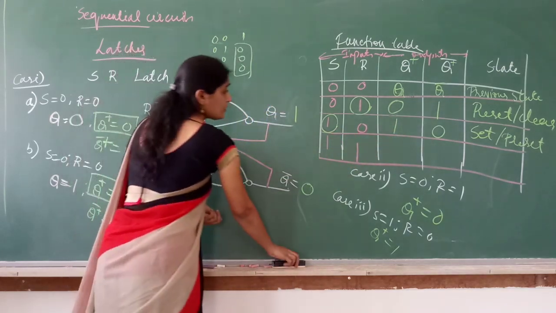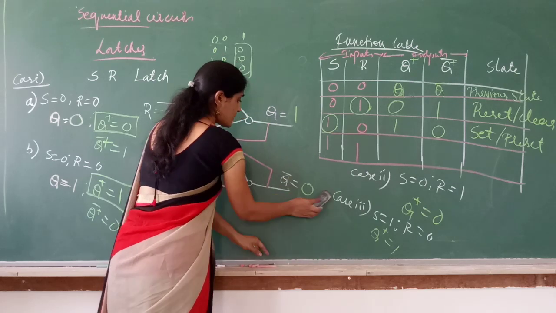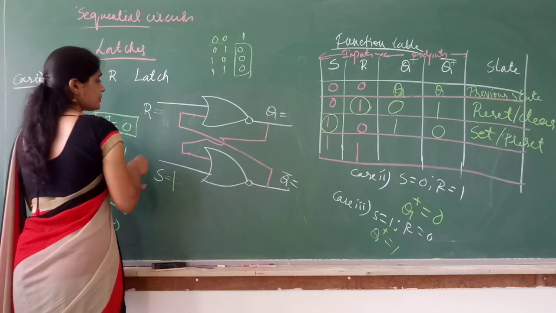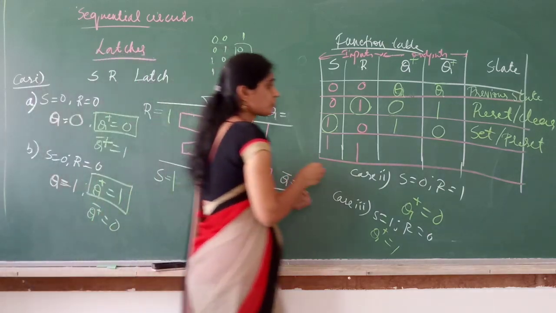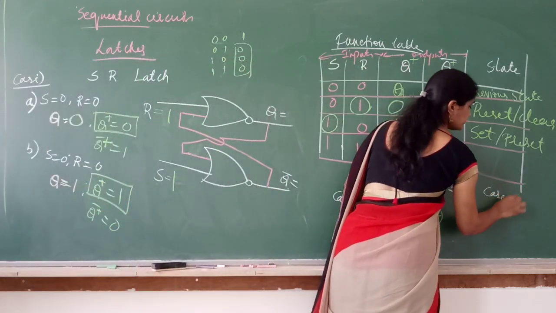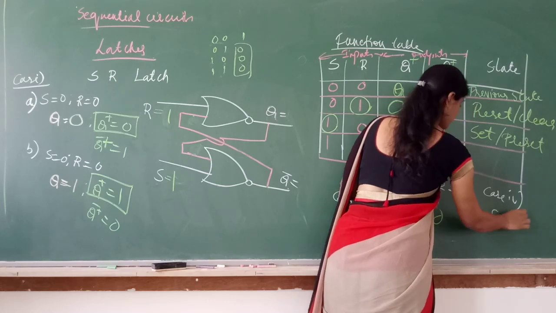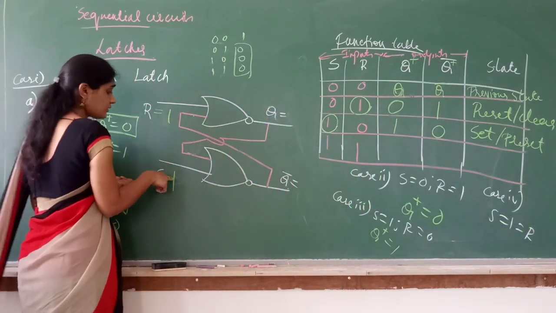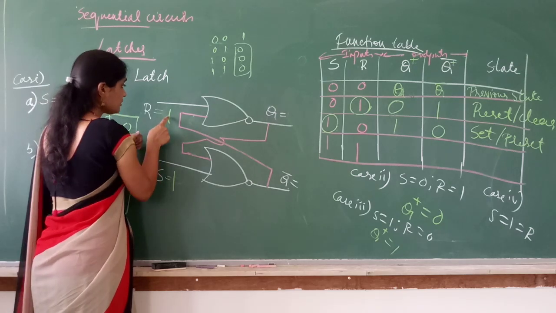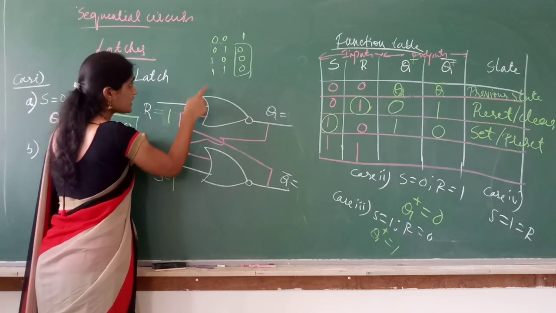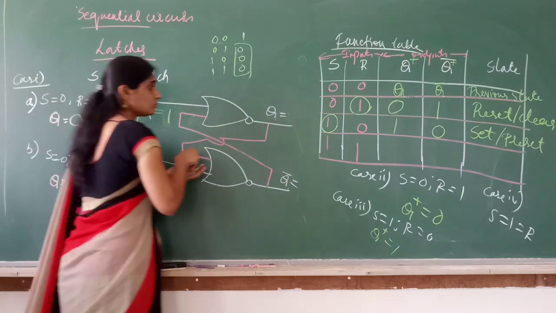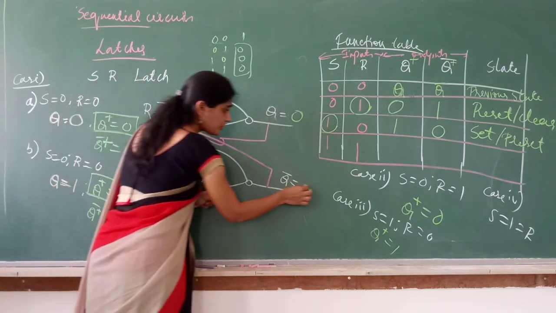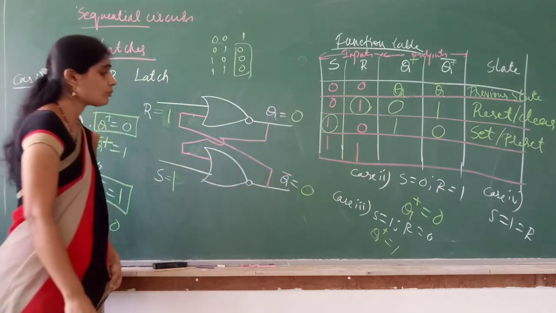Now what happens when S is 1 and R is 1? Case 4. When S is 1 and R is 1, look at the condition. When any one of the inputs to a NOR gate is 1, what is the output? 0. So look at Q and Q bar.